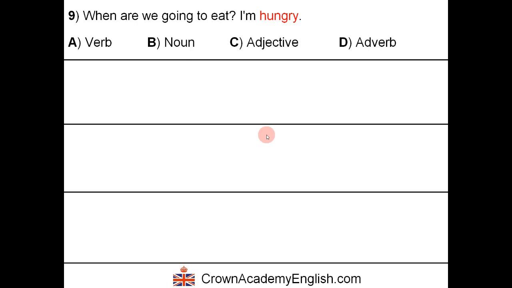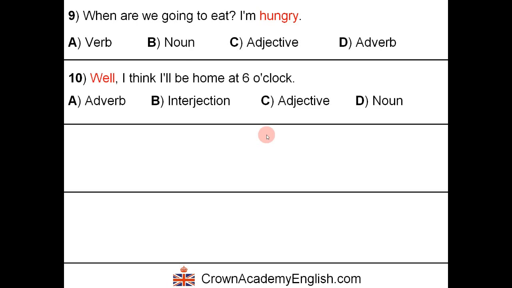Okay, question 10. Well, I think I'll be home at 6 o'clock. The word in red is well. So in this sentence, what type of word is well? Is it A, an adverb, B, an interjection, C, an adjective, or D, a noun?